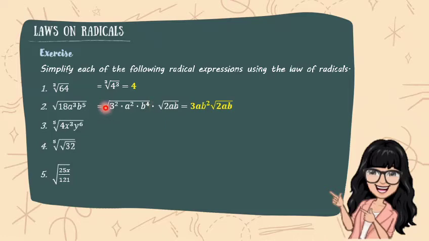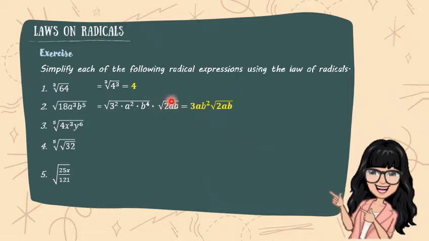4 divided by 2, that is 2. So we have here b squared. So this whole expression here, square root of 3 squared times a squared times b squared, is equal to 3ab squared. Again, we get 3 by getting the square root of 3 squared. We get a by getting the square root of a squared. And we get b squared by getting the square root of b raised to 4.